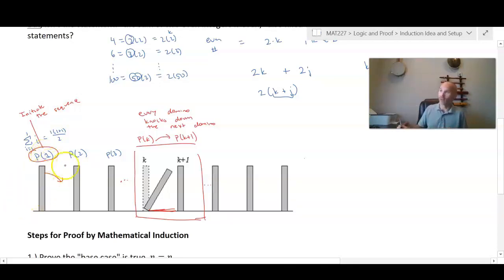Okay, and so because I know every domino knocks over the next domino, and I initiate the sequence, well, that means that P of 1 is going to fall down, which means it's going to knock over P of 2, because every domino knocks over the next one, I'm sure of that. And then P of 2 knocks over P of 3, which knocks over P of 4, etc., etc., etc.